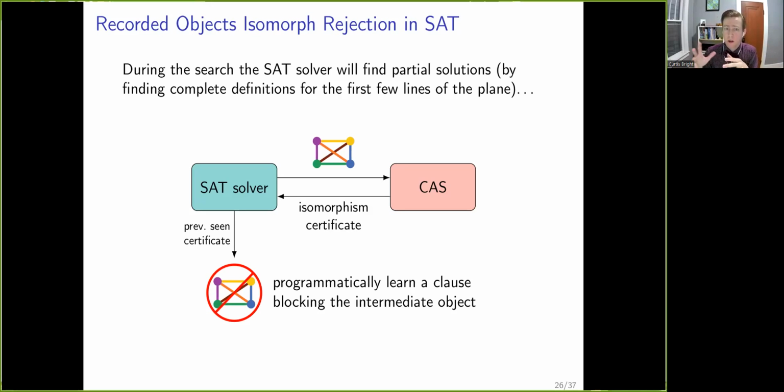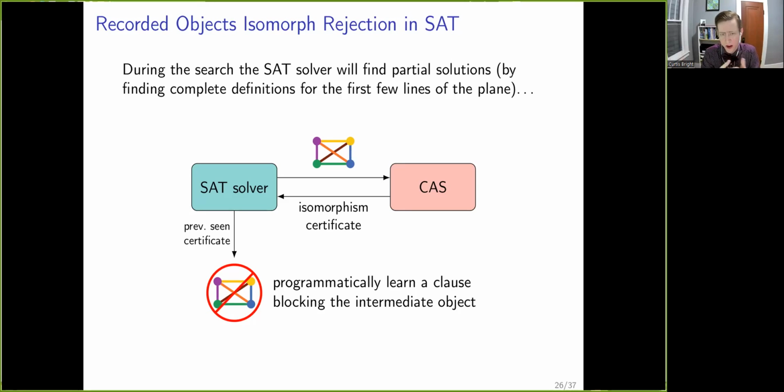Otherwise, if the isomorphism certificate has already been seen, then this is where the magic happens. We cut that branch out of the search tree, right? What we do is we programmatically learn a blocking clause to block the object from consideration, because we already considered it. We already saw it. And it's a really cool idea, right?